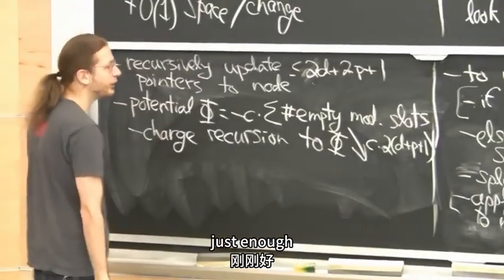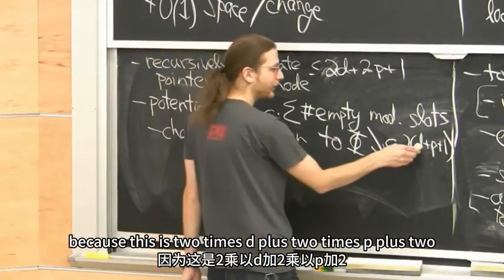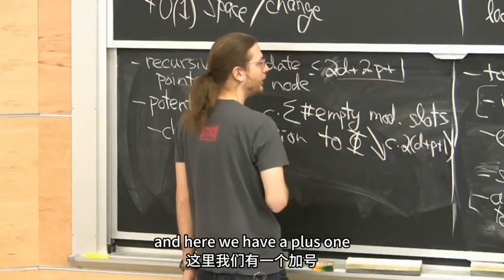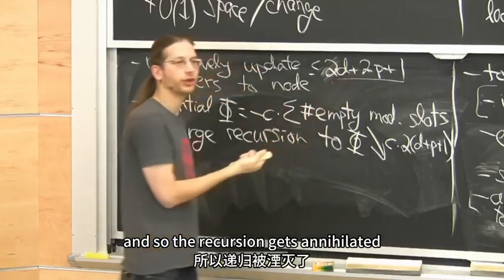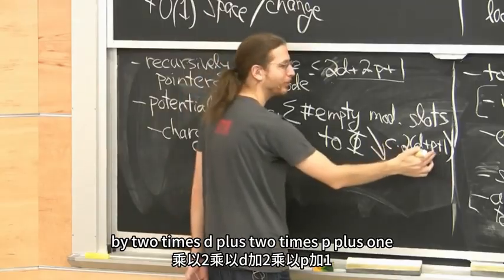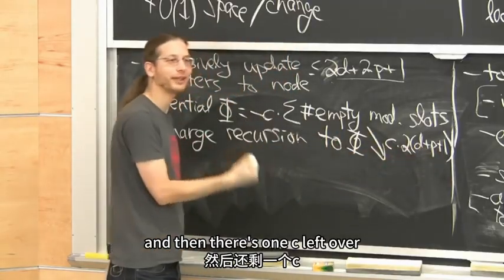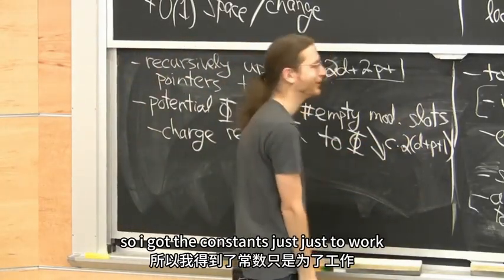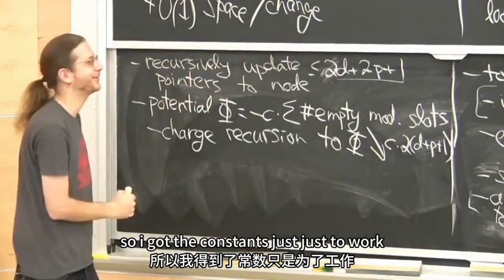And this is basically just enough, because this is 2 times D plus 2 times P plus 2, and here we have a plus 1. And so the recursion gets annihilated by 2 times D plus 2 times P plus 1. And then there's 1 C left over to absorb whatever constant cost there was to do all this other work. So I got the constants just to work.